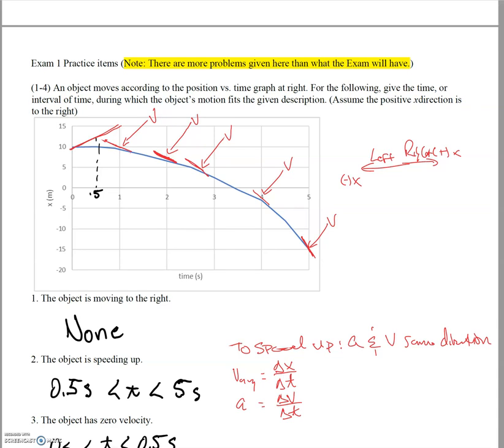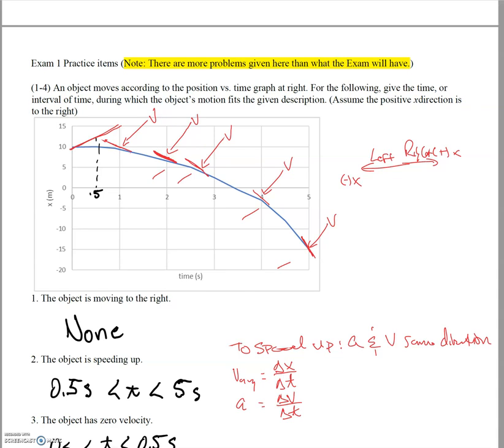You can also just tell that it's speeding up because the steepness of the curve tells you the magnitude of the velocity. So if we are getting increasing steepness all of the way, that means our velocity is getting bigger. It's getting more negative, but it's getting bigger in that direction, which means it must be speeding up.